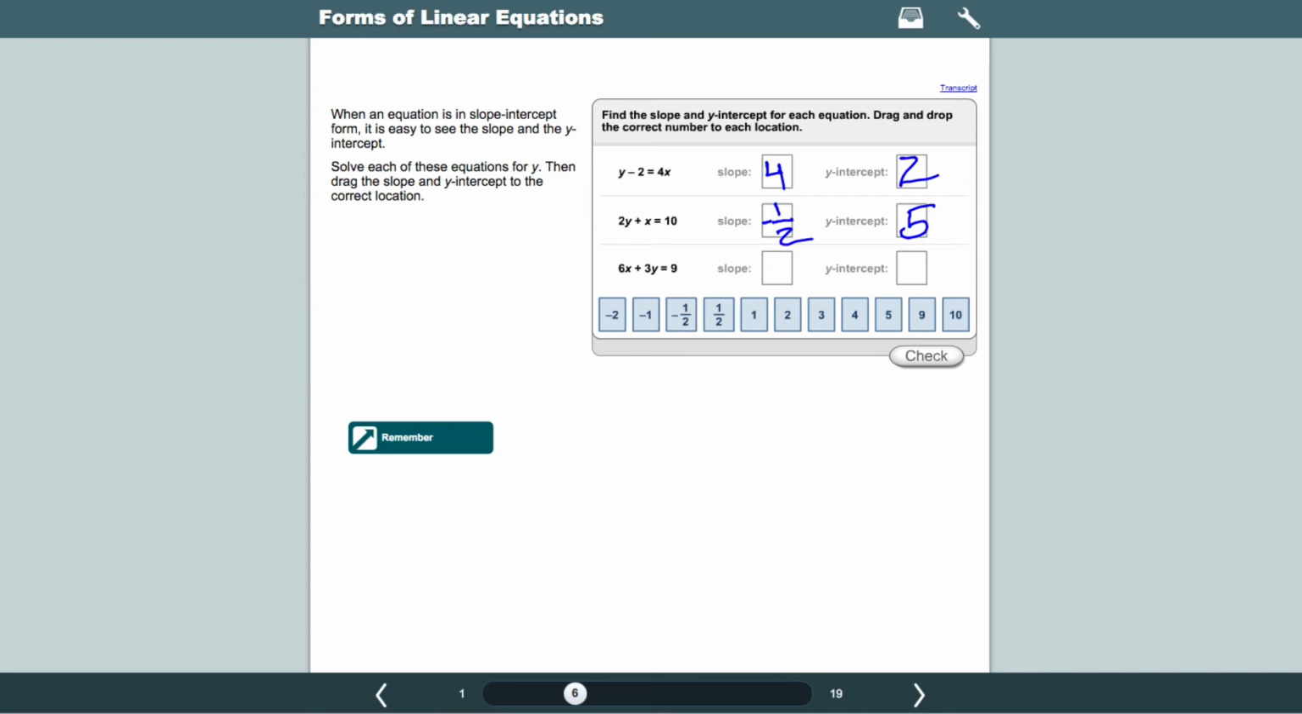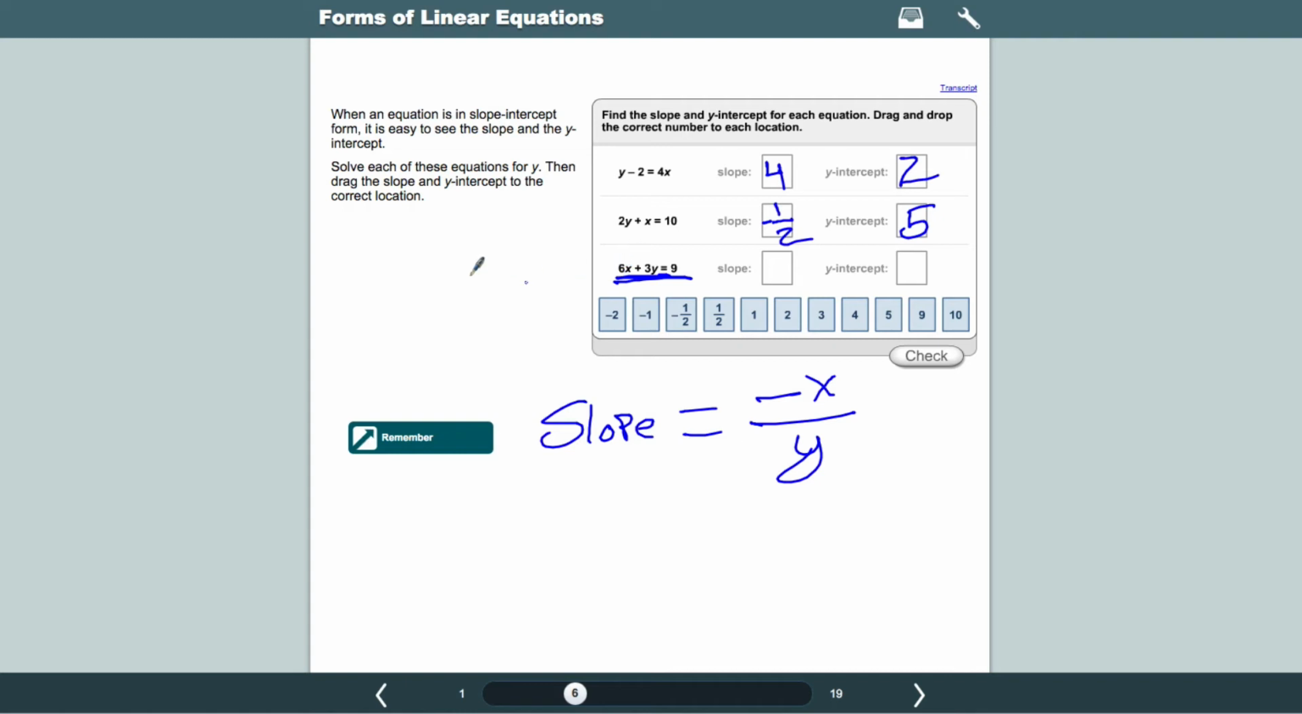So I'll give you a second to try that last one. Pause the video if you need to. Now my slope is always negative x over y when it's in this format. Okay? Negative x over y.